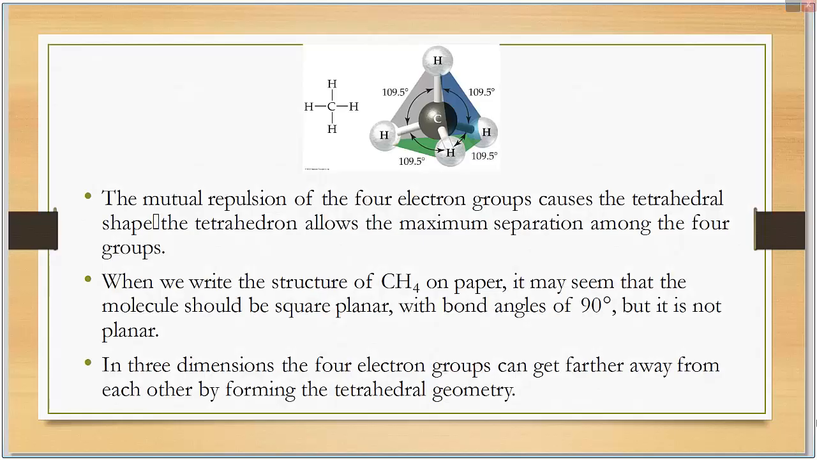The mutual repulsion of the 4 electron groups causes the tetrahedral shape. The tetrahedron allows the maximum separation among the 4 groups. When we write the structure for CH4 on paper, it may seem that the molecule is a square. The bond angles would be 90 degrees, but they're not. This is if it were on a sheet of paper.